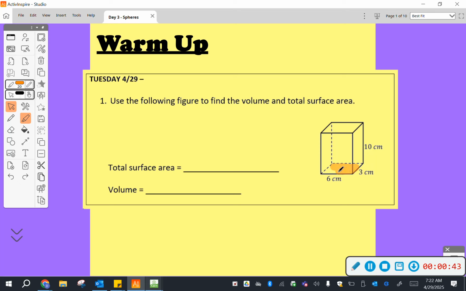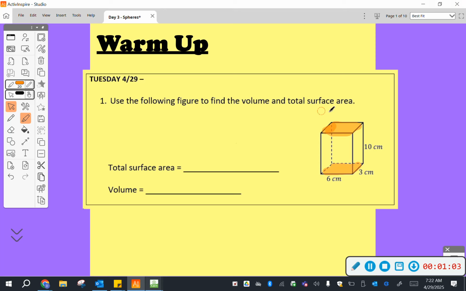Again, if you did not choose that as the base and you chose this side as the base, that's fine. For rectangular prisms, you get a choice in this. It does not matter. If you chose the sides, you should get the same answer as me.